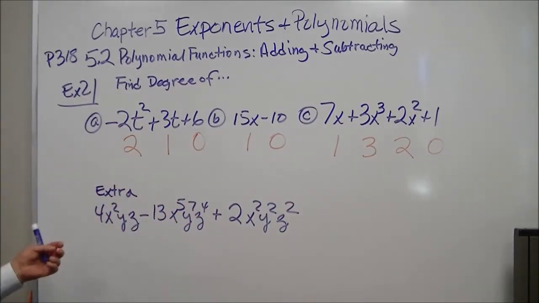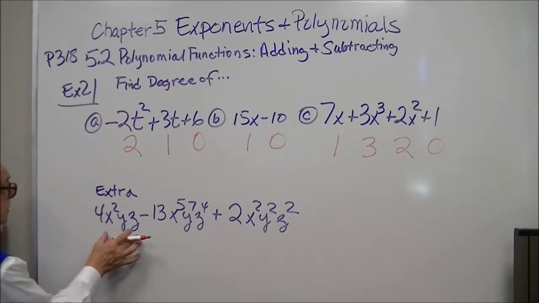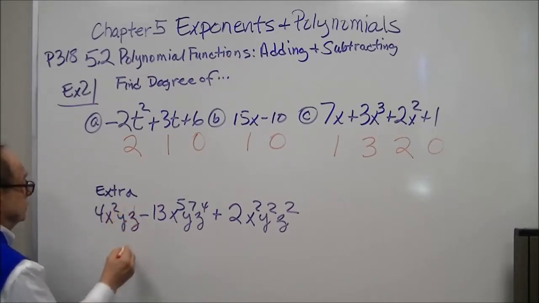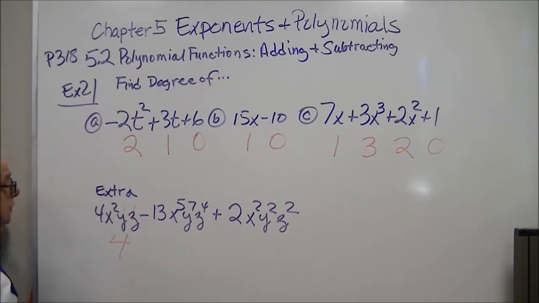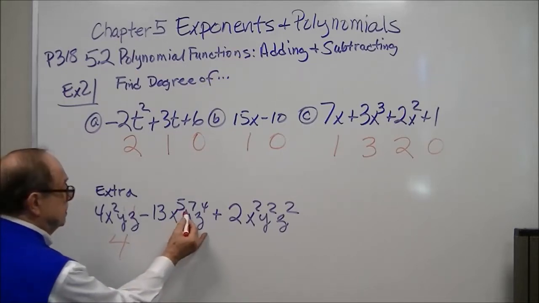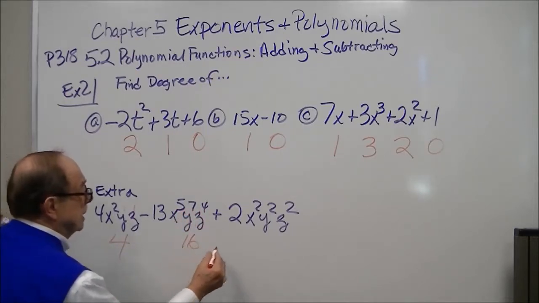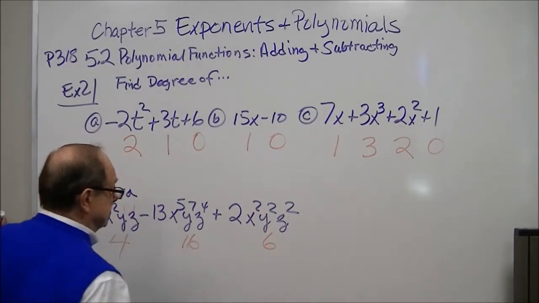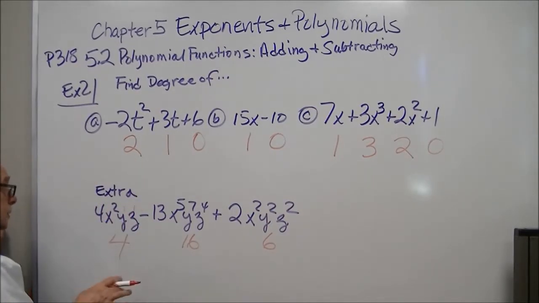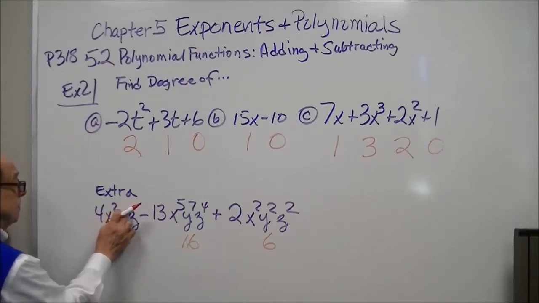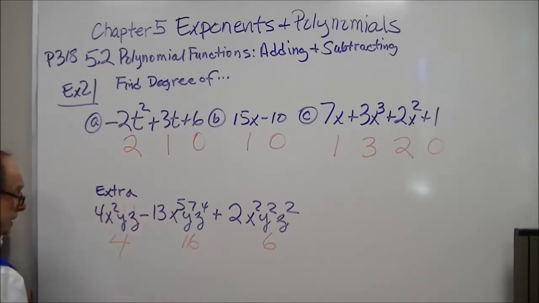Now, I put this one up because they're not giving you one like this, but I think this is important. So what's the degree of this term? Keeping in mind that these are 1s. Well, the degree of this is 4. This is going to be 12, 16, and this is going to be 6. Now remember, the degree of a term is the sum of the exponents on the variables. So now that we've identified the degree of each term, what would be the degree of the expression, that is the polynomial?